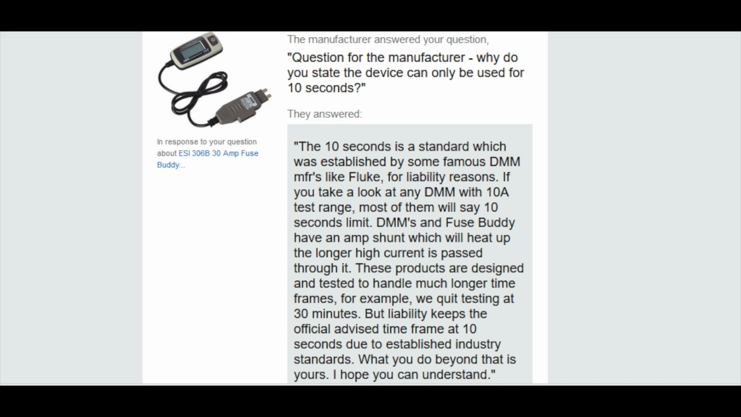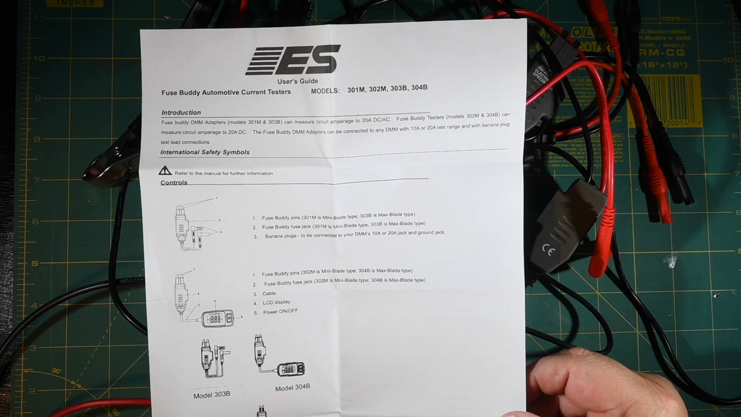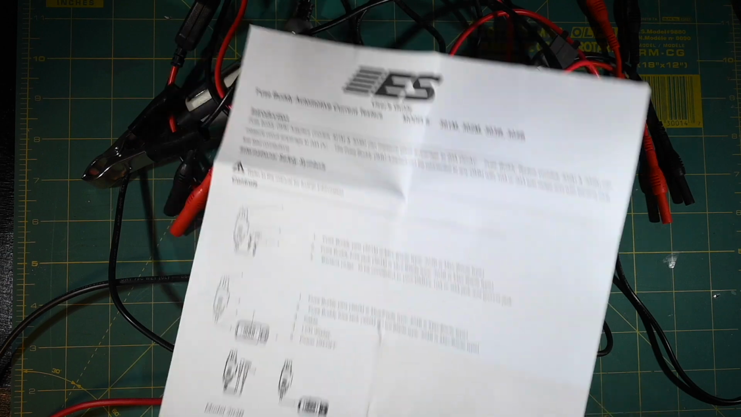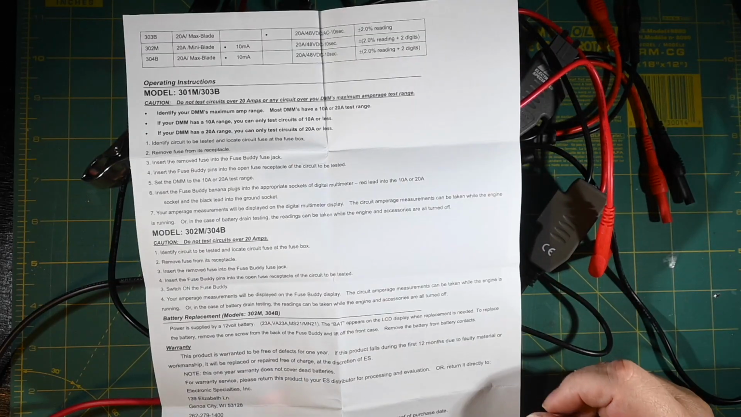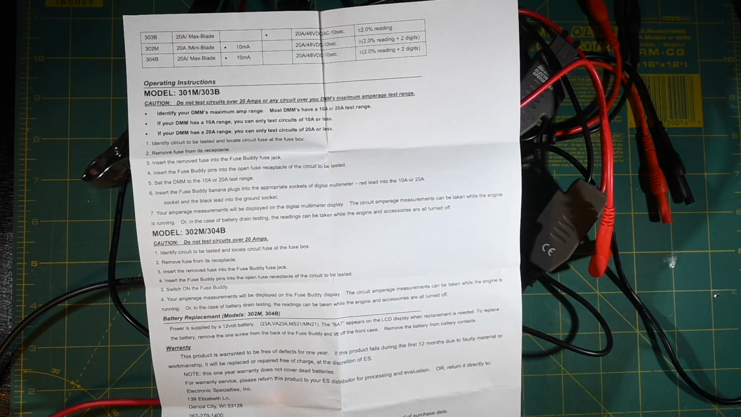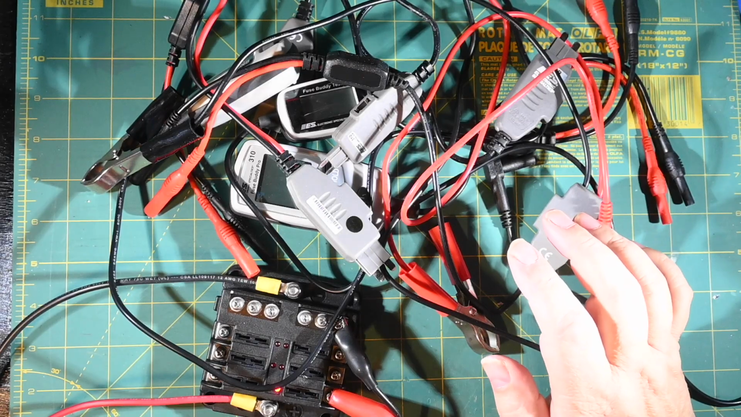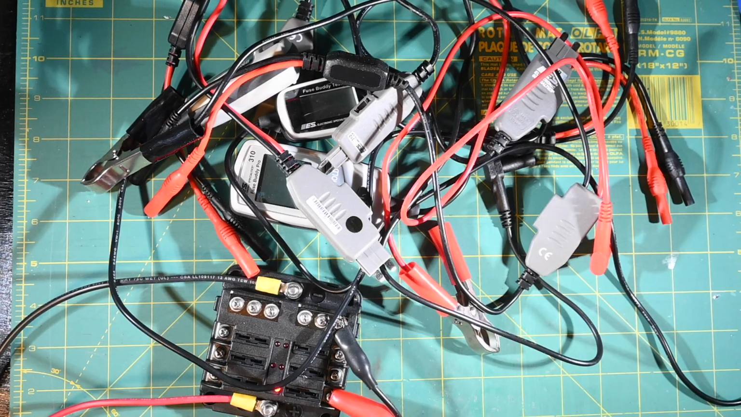These products are designed and tested to handle much longer time frames. For example, we quit testing at 30 minutes. But the liability keeps the official advised time frame at 10 seconds due to established industry standards. It's interesting that there is no longer a 10-second limitation that I can read on here since I asked that question. When we're looking at standby loads in the 1 amp range or less, you're not going to have an issue, I don't think. Anyway, here are the options that you have.